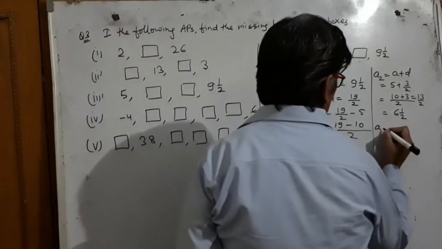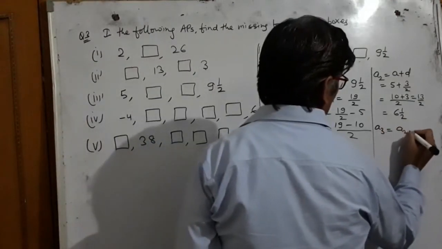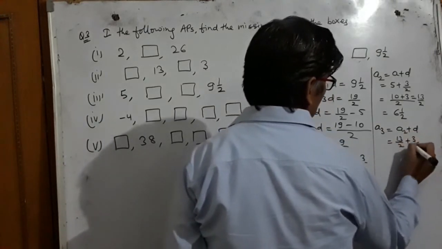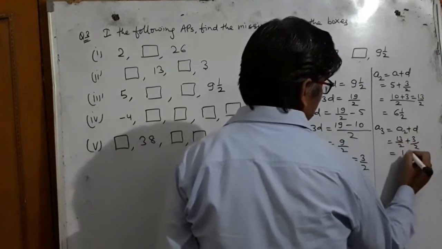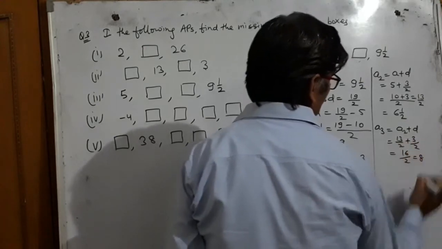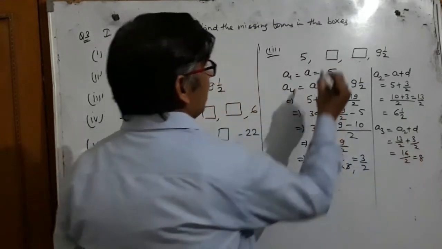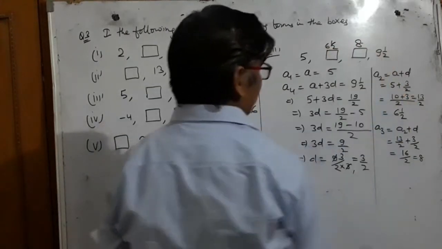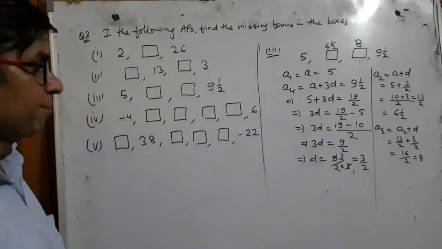And A3 is A2 plus D. So 13 upon 2 plus 3 upon 2. 13 plus 3 is 16 upon 2. 16 upon 2 is 8. So A2 is 6.5 and A3 is 8. Clear?